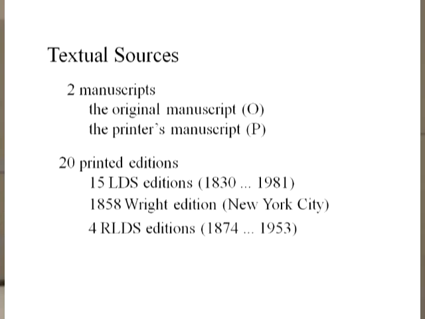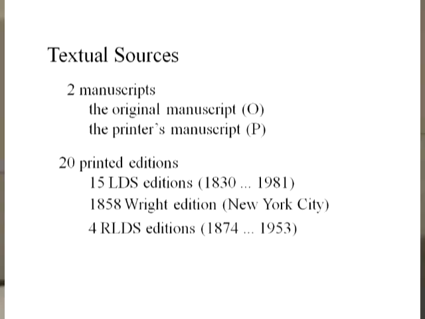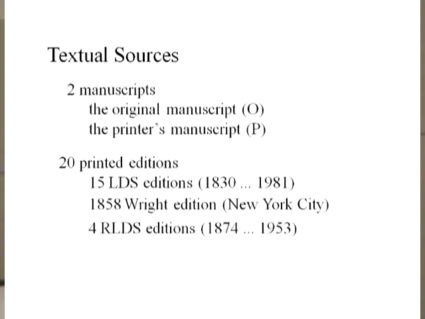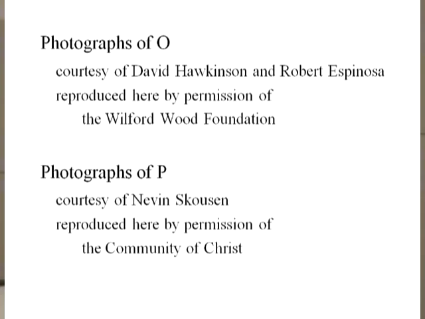When we are dealing with recovering the original text, there are two manuscripts that we are dealing with. The most important one is the original manuscript, the dictated manuscript that Joseph Smith dictated to his scribes. 28% of this is extant. The other manuscript is called the printer's manuscript. This is a manuscript that was prepared to take to the 1830 printer to set the type. In the project, we also have studied thoroughly 20 printed editions of the Book of Mormon, 15 LDS ones, one private one from 1858, and 4 RLDS ones. I might point out the photographs that you will be seeing, which will be also viewed online, do have copyright.